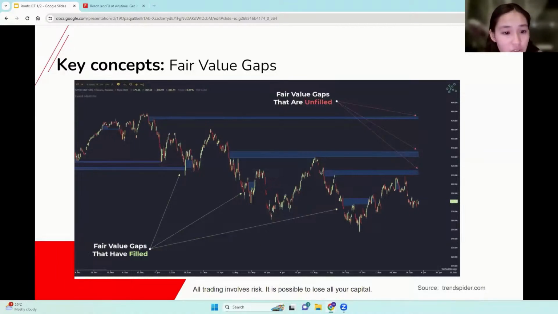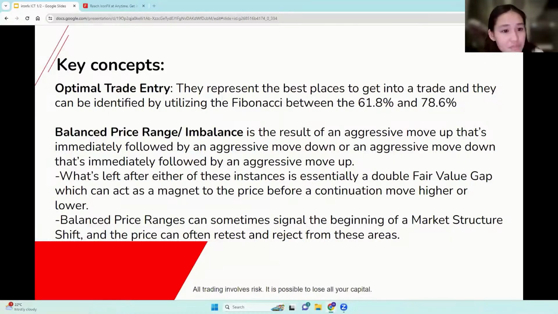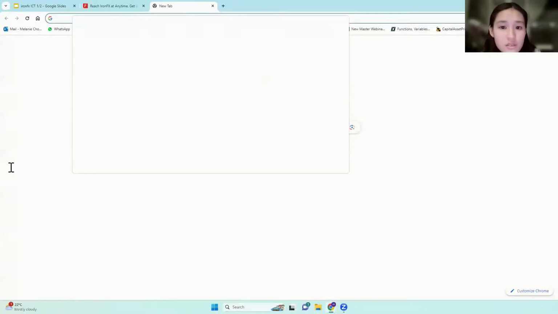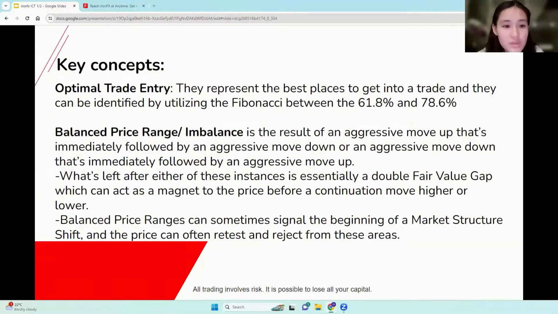Okay, so next let's look at optimal trade entry. The optimal trade entry represents the best places to get into a trade, and they can be identified by utilizing the Fibonacci between 61.8 and 78.6. So maybe I'll show you an example. Our previous webinars recently were on Fibonacci, but if you missed that, I'll just briefly go through it here. Let me just show you guys a website.